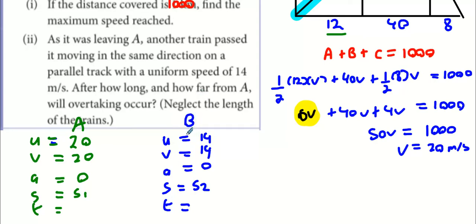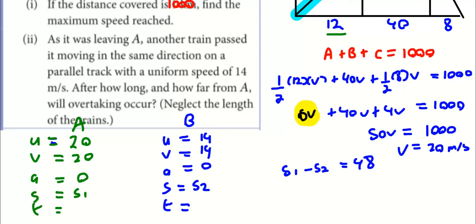What's the lead the blue train has? 48. So would everybody therefore agree that S1 take away S2 must be 48? Because S1 has to cover an additional 48 meters to catch up. Everybody cool with that? So next thing we're going to do, we can actually just use speed multiplied by time.